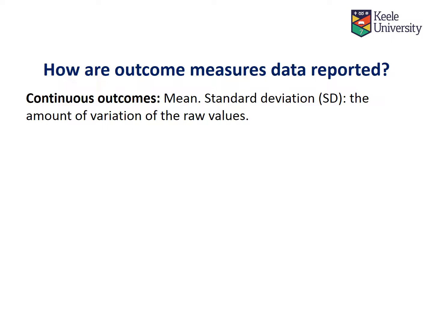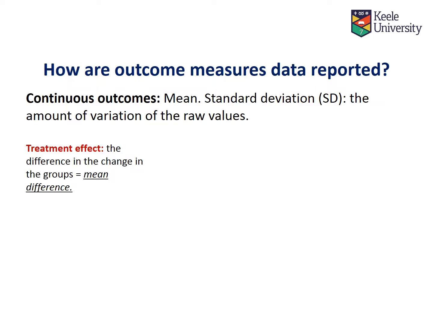How are outcome measures data reported? So when we measure using an outcome measure, say blood pressure or pain intensity, the way we then report that, if the outcome was continuous, say, for example, blood pressure, what we report in the group in studies is their mean, their average, and the standard deviation, which is the amount of variation of the raw values. So the difference in the change in the groups, or the mean difference.